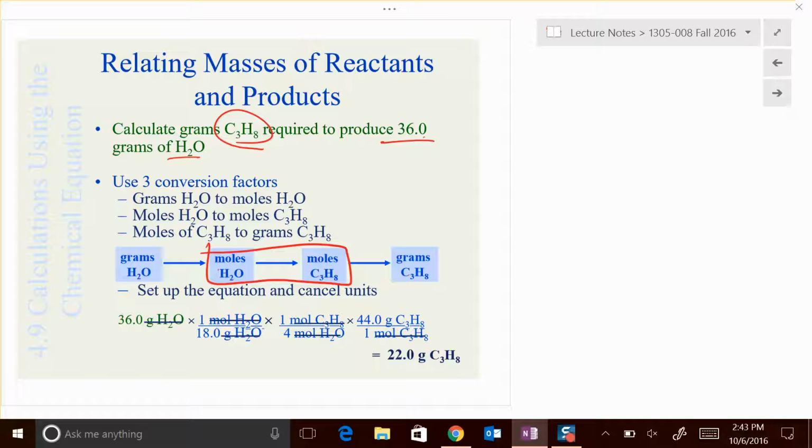This is grams and moles. Grams is found where? Moles is always 1 when it's with grams. Grams and moles are 1 when they're together. Moles and moles, balanced chemical equation. Grams and moles are always 1. Okay?